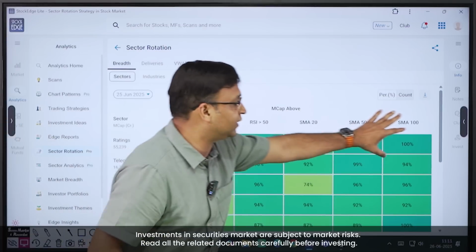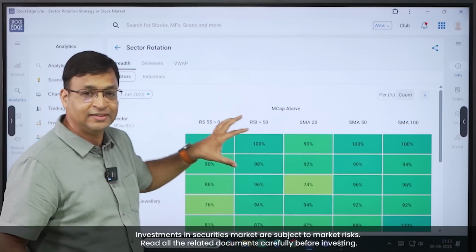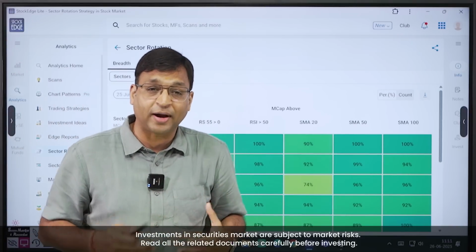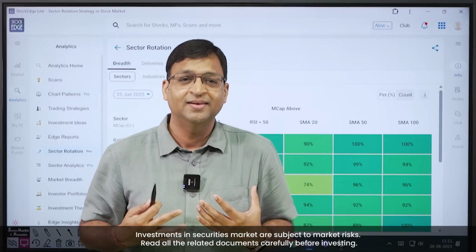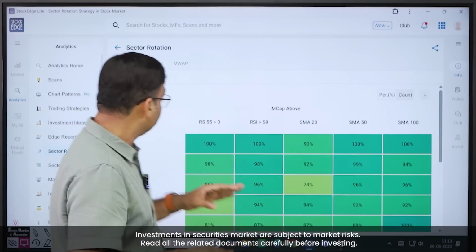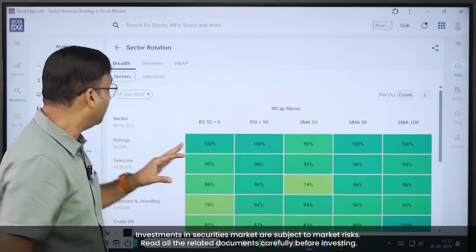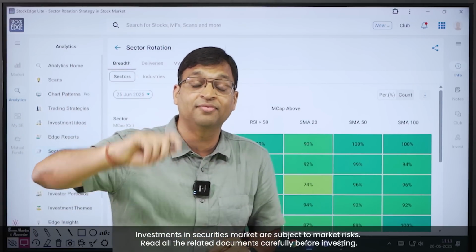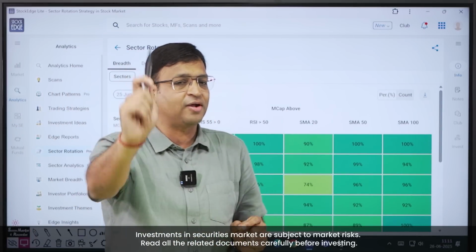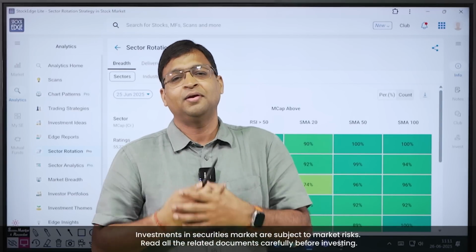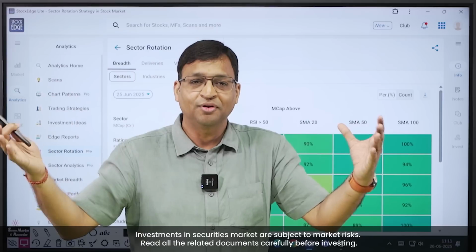What are the data points which are giving us this green color? So RS55 greater than 0, which is my proprietary indicator which I developed, right? I am the creator of this indicator, RS55. So 100% of stocks inside this sector are trading with RS55 greater than 0. If you don't know RS55, learn to trade. Video number 31 speaks a lot about it. It's in Hindi. I have trained RS almost everywhere, absolutely free to everyone.